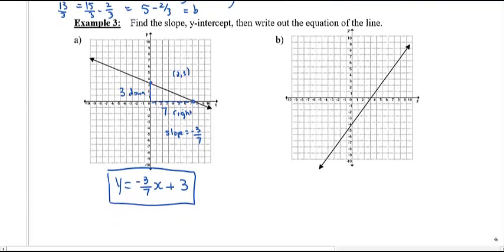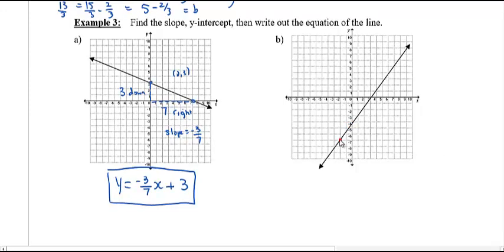B is the same thing. Unfortunately, it doesn't look like the y-intercept is in a nice spot. But what I do see is a nice dot here, and perhaps a nice dot there. I can now find the run, which is 3, and then the rise, which is 4. So I know the slope is equal to 4/3. So here I go: y equals 4/3 x.